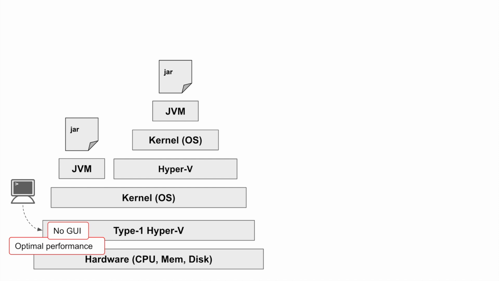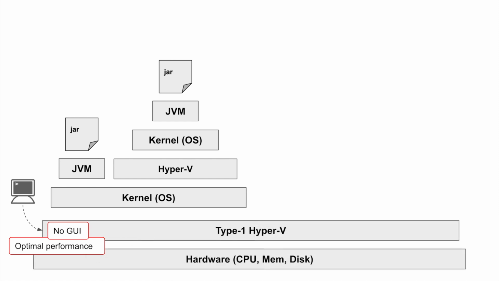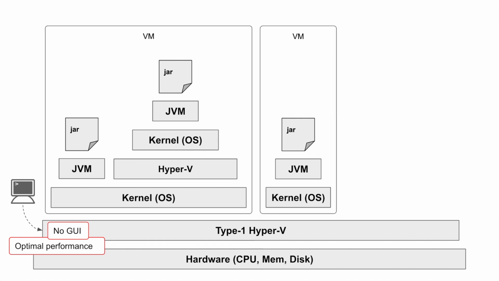But aside from those two differences, type 1 hypervisors are pretty similar to VirtualBox. I can install an OS on my type 1 hypervisor, run it, install and run apps on that OS, and I can even have multiple OSs running on my type 1 hypervisor. So in this diagram, my operating systems are my virtual machines.